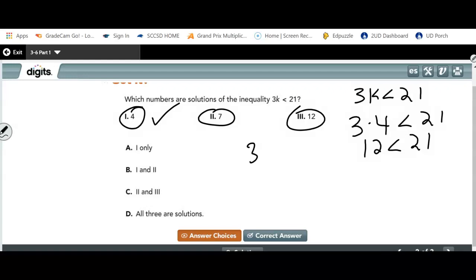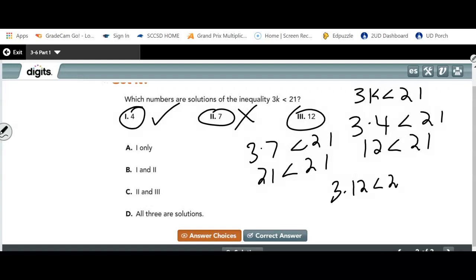What about 3 times 7 is less than 21? 3 times 7 altogether is 21, is 21 less than 21? No, that is not true because it does not say equals. So I cannot pick that one. 3 times 12 is less than 21? 3 times 12 is 36, less than 21? No. Correct answer is A.